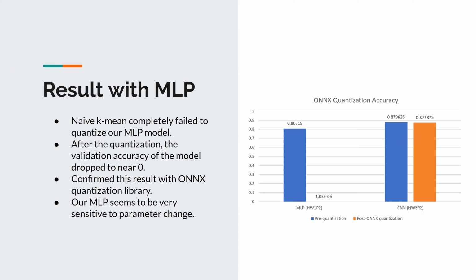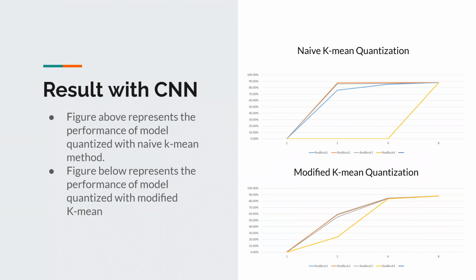On the other hand, our CNN model is very tolerant of quantization. Even naive k-means is able to get very good performance. On the figure to the right, the x-axis represents the value of k, with 1 representing 2 to the power of 1, 2 representing 2 to the power of 2, and so on. We found that with naive k-means, certain ResNet blocks within the network require more clustering in order to preserve the performance of the network. Nevertheless, naive k-means still offers a very surprising and impressive result, with only 4 clusters needed for ResNet block 1, block 2, and block 3 in order to preserve most of the performance of the network.